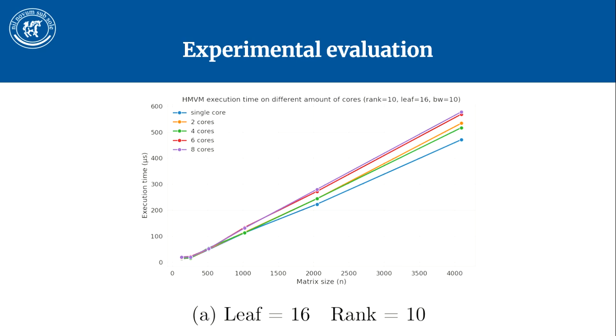So finally, we have executed both routines, the hierarchical matrix vector and the general matrix vector, with a different amount of cores using the GNU part of the MKL library. What is interesting here is that the hierarchical matrix vector product, which is shown on screen, does not seem to benefit from parallelism. So the lowest execution times are usually for the single core execution. This is for matrices of rank 10, leaf 16, and bandwidth of 10.